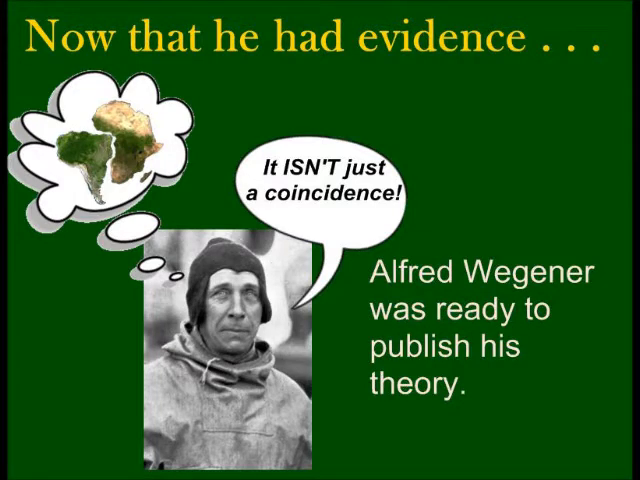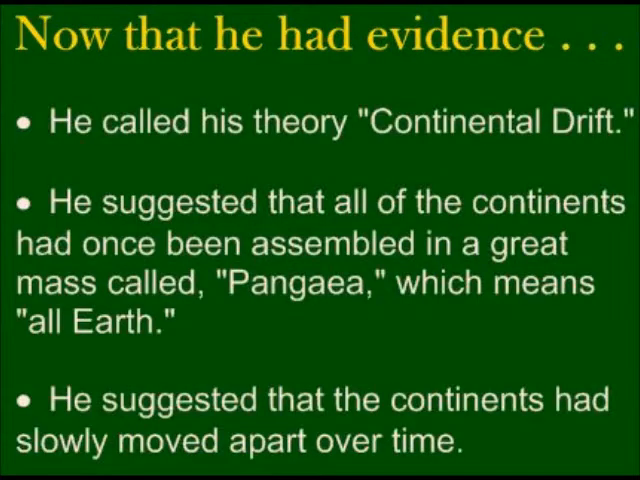He had enough evidence and decided that this wasn't a coincidence and that he was going to publish his theory. He called this theory continental drift. He suggested that all the continents had once been assembled in a great mass called Pangaea, which means all Earth. He suggested that the continents had slowly moved apart over time.